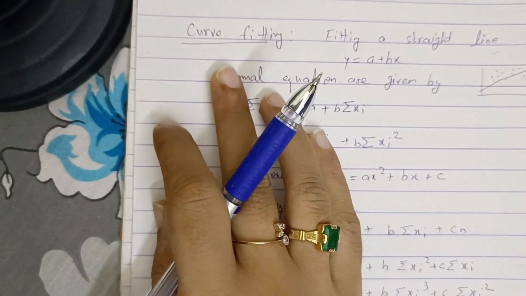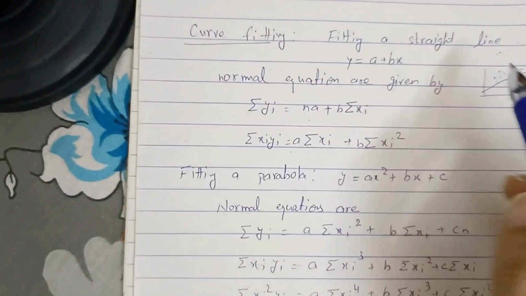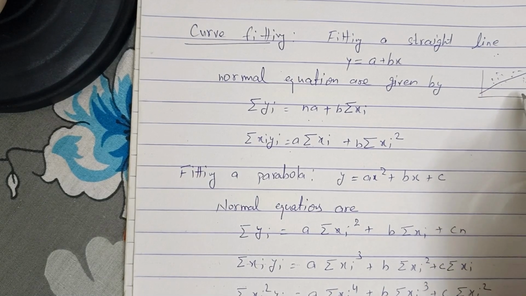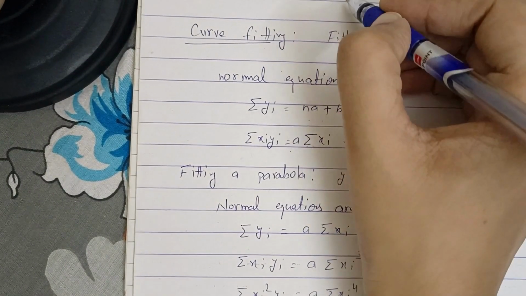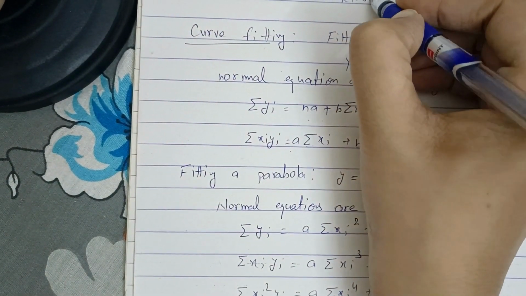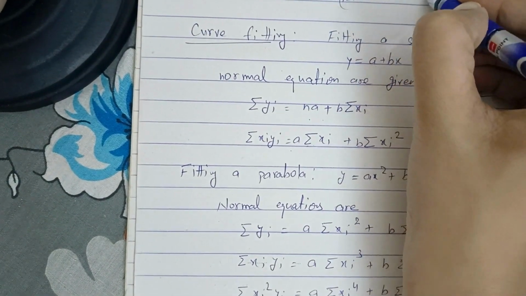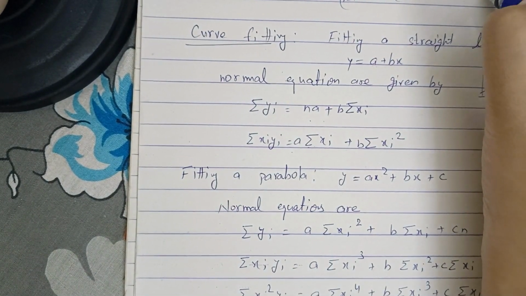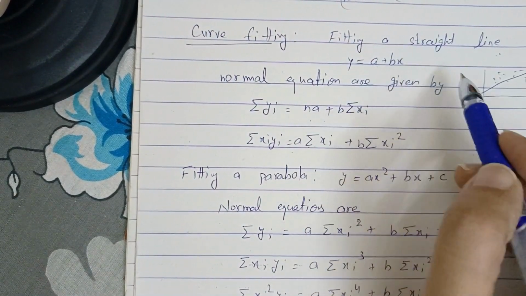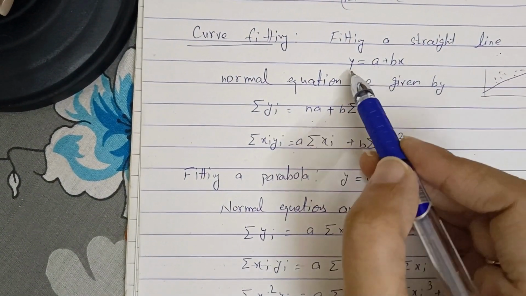In the last class we started the topic curve fitting. Given a discrete data, if you want to plot it, you will get a scatter plot like this. Given discrete data, say x1, y1, x2, y2, likewise xn, yn, and if you want to fit a straight line which goes through the given data, this is the equation.